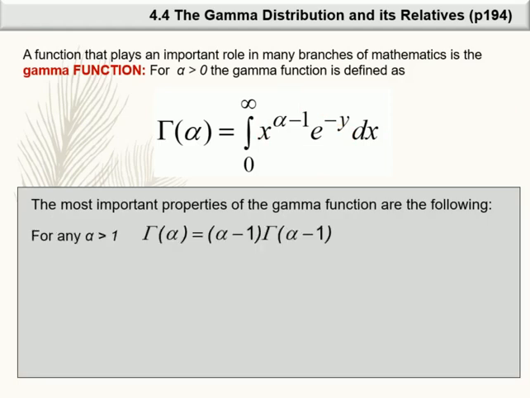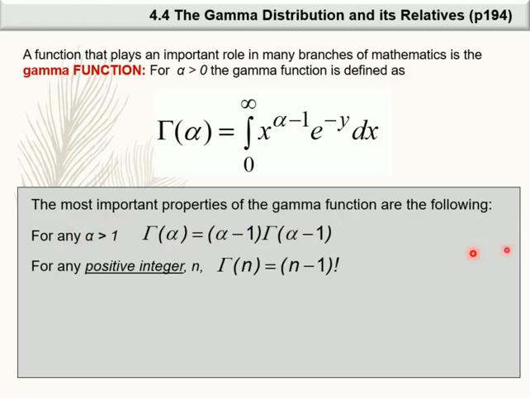The first property we're going to consider is this first one here. You can see that gamma of alpha is just the same as alpha minus 1 times gamma of alpha minus 1. And note, this value of alpha doesn't have to be an integer. It can even be a fraction as well. So just remember that. It will come in handy a bit later.